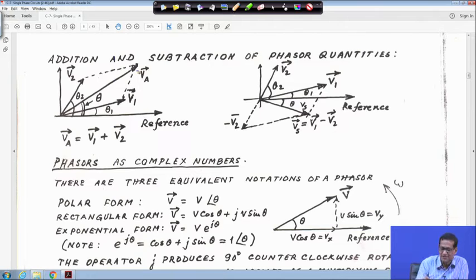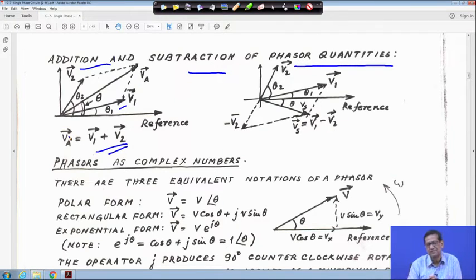Suppose your addition and subtraction of two phasor quantities, the way you do vector, same way you do here also. Suppose this is my V1, it is angle theta 1, and this is my V2, angle it is given theta 2. So, VA is equal to V1 plus V2, arrow is given to represent its phasor.